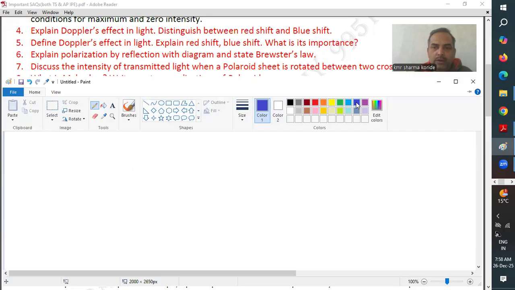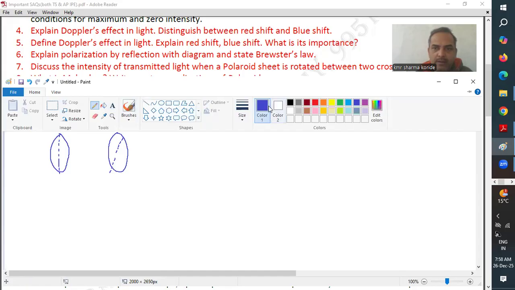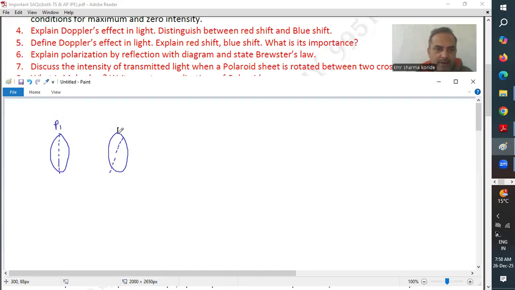Okay, so take three polaroids. This is the first polaroid, called P1. The transmission axis is this one. The second polaroid is this one. Compared to the transmission axis of the first one, let us say this is the transmission axis of the second one. The angle between the transmission axes of the first and second, we call theta.